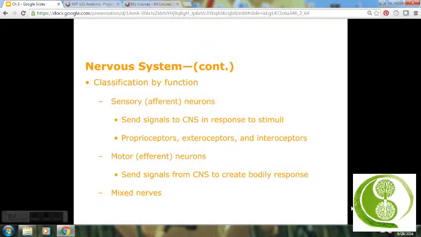Then you have exteroceptors. They respond to stimuli from the external environment, such as touch, pressure, temperature, smell, sight, and hearing. They're found mostly in the skin and near the surface of the body. And then finally, interoceptors. These are also called visceroceptors. These detect stimulus such as pressure within the organs and the blood vessels. For our purposes, we're going to be dealing primarily with proprioceptors and exteroceptors.